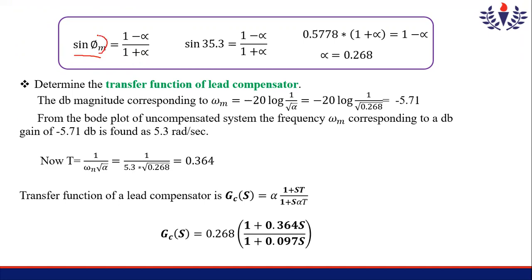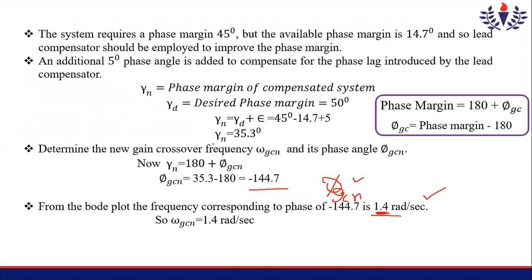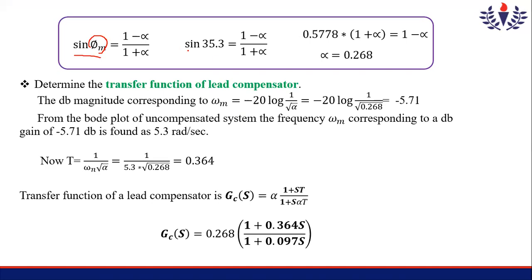What is this phi m? Phi m is the phase angle. In the previous slide we found gamma m. This angle, 35.3 degrees, we are taking as phi m. So if we substitute, sine 35.3 is equal to 1 minus alpha by 1 plus alpha. Sine 35.3 gives 0.5778 into 1 plus alpha equal to 1 minus alpha. If we simplify this, you get alpha as 0.268.